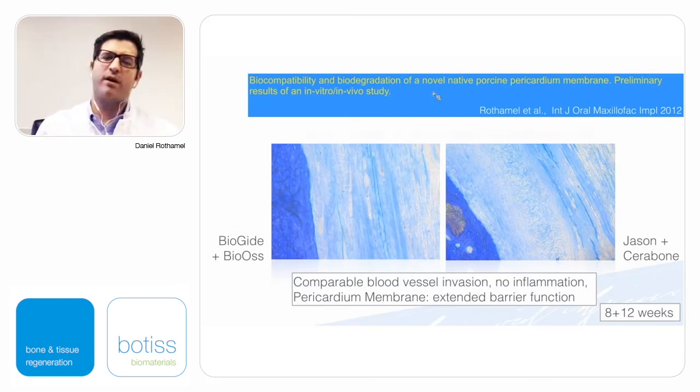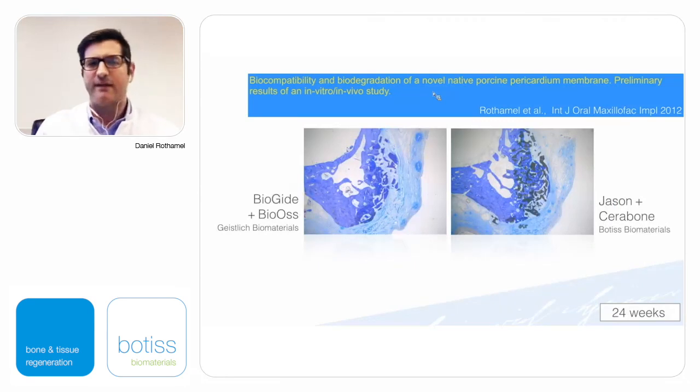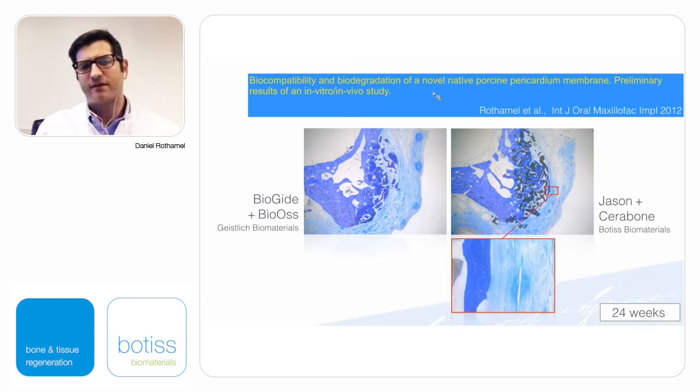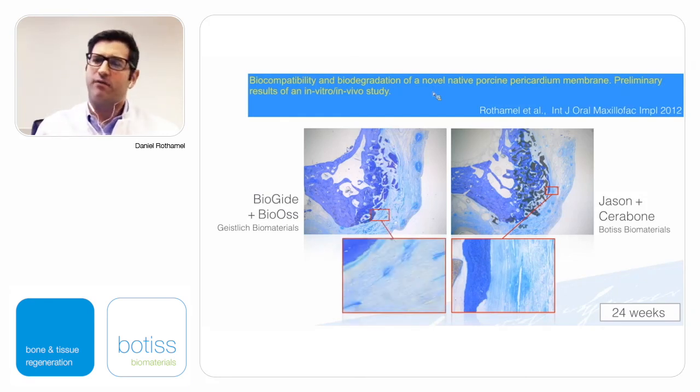A much longer barrier function for the pericardium membrane, and that was leading after 24 weeks to the effect that we see this superficial layer of soft tissue encapsulated bone substitute material on the surface for the BioGuide group, but a thin layer of bone on the outline of the graft for the Jason and Cerebone group, indicating that we have a more complete bone formation in the entire grafted area.